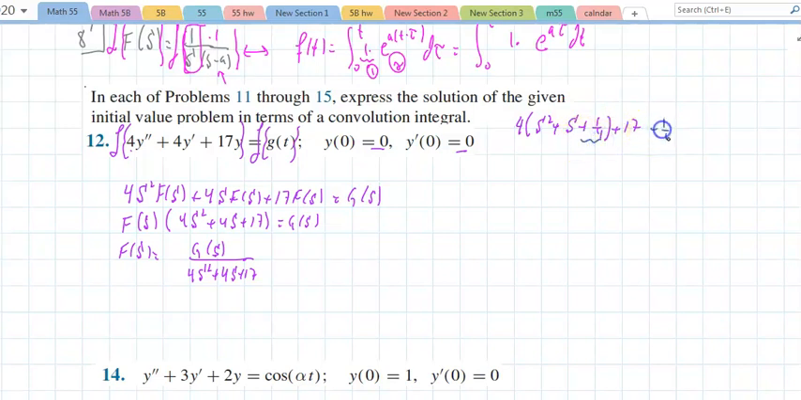Since you added a 1/4, you subtract a 1/4. Since that's multiplied by 4, that's multiplied by 4. So this is really 4 into s plus 1/2 squared. And this is just a 1 plus 16. So I could do a couple of things. I could say this is actually G of s over 4 into s plus 1/2 squared plus 16.